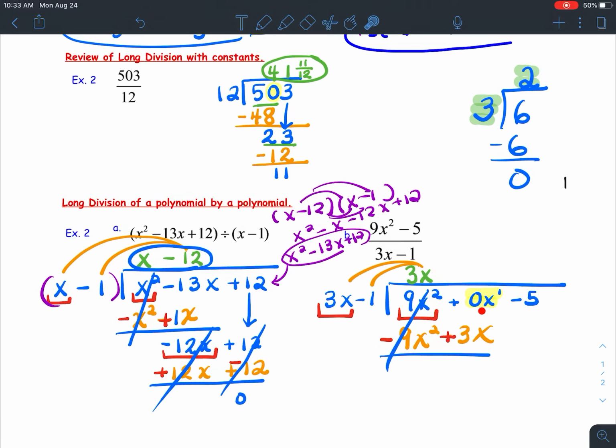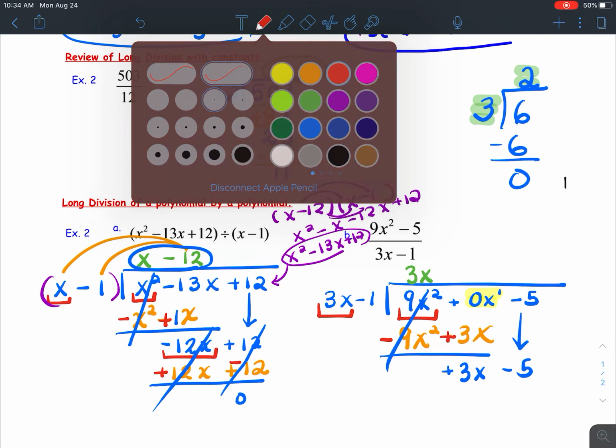I always expect the first column to cancel, and now you can really see the value of the placeholder. Had I not put this placeholder in, this negative 5 would have been right here in this spot, and I can't combine a constant with something that is x to the first. You'll notice all your columns are always lined up as like terms. And so in this case, when I add down, I'm taking 0x plus 3x. Well, I'm still going to have just a positive 3x when I add these together. Okay, and then we drop down the next term.